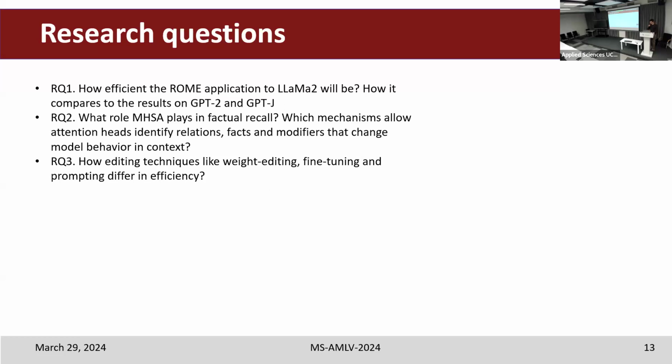Our research questions are next. How efficient will the ROME application to Llama 2 be, and how does it compare to the GPT-2 and GPT-J applications? What role does multi-head self-attention play in factual recall? Which mechanisms allow attention heads to identify those relations, facts, and modifiers that change model behavior in context? And how do editing techniques like fine-tuning, ROME, and other methods, and prompting, specifically in-context learning, differ in efficiency?